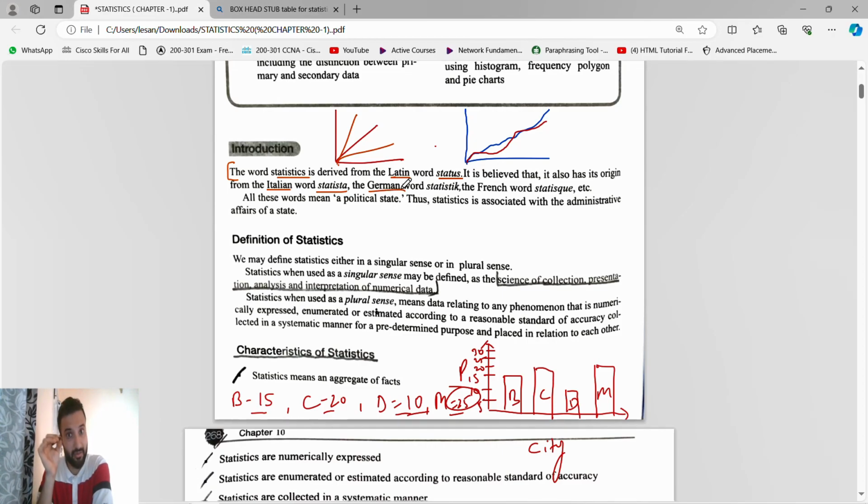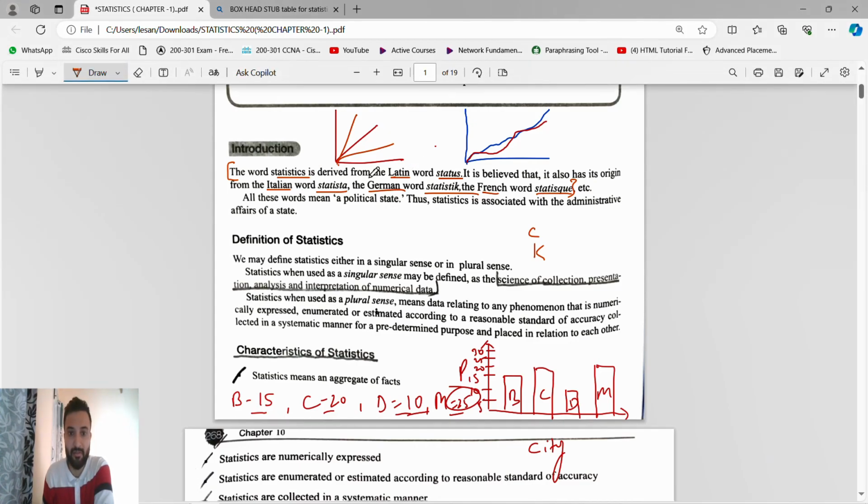If the origin is German, the word is statistik, because in German the C becomes K. French is statistique. These are the countries and their origin words. You have to remember this, because they will ask it in the examination. Status is Latin, Italian is statista, German is statistik, French is statistique.